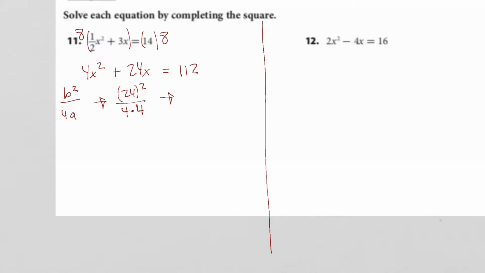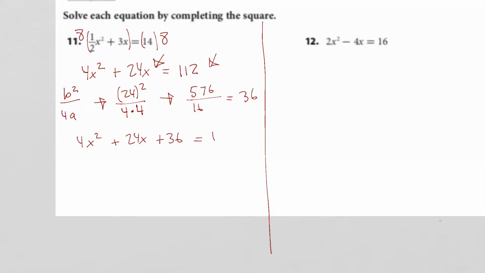So 24 squared, and this is why we love calculators. In the olden days, we'd have to do this all by hand. 4 by 4 is 16, and then 576 divided by 16 is 36. So we're going to have to add 36 to here and here. So 4x squared plus 24x plus 36 is equal to 112 plus 36.